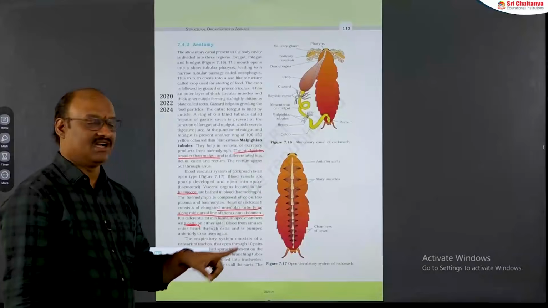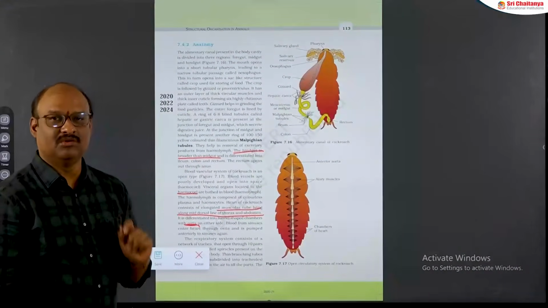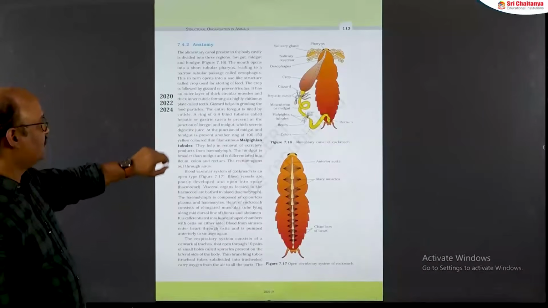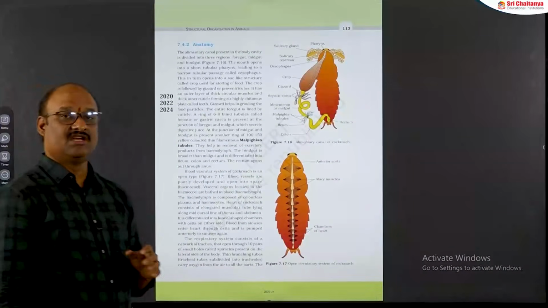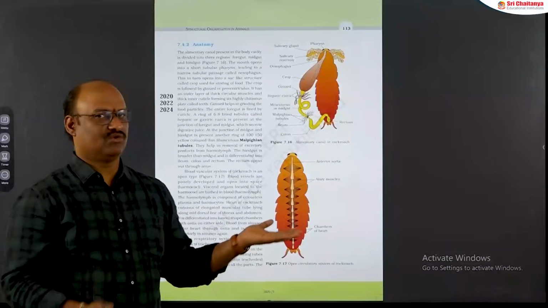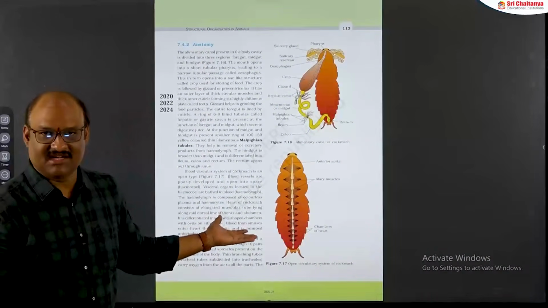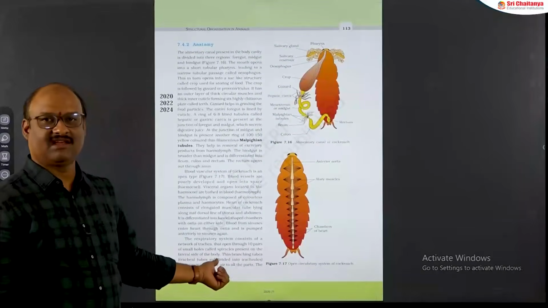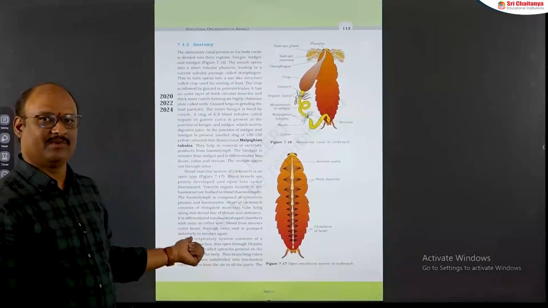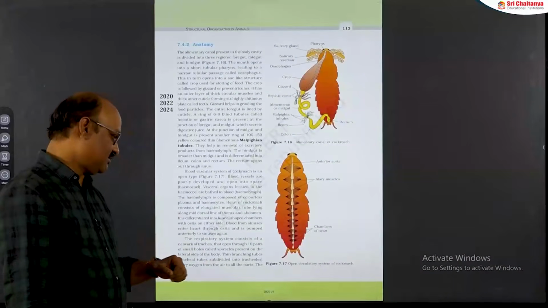That is a myogenic heart, whereas the heart of the cockroach is a neurogenic heart. Then next coming to the respiratory system, the respiratory system of the cockroach is made up of nothing but the tracheal system, because blood has no role in transport of oxygen and carbon dioxide. That is the reason the tracheal system is well developed here, with 10 pairs of spiracles opening outside, 2 pairs in the thorax and 8 pairs in the abdomen.